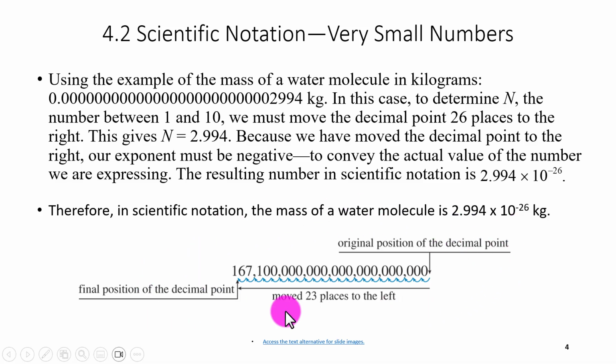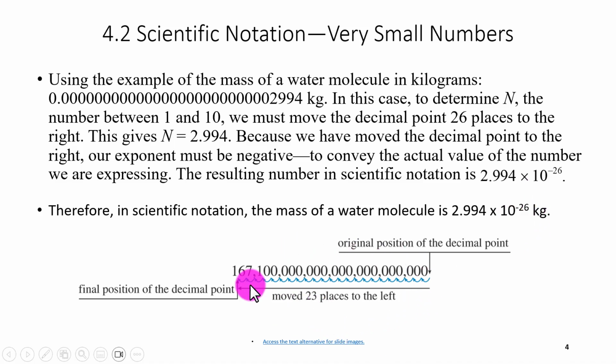Here's a very, very large number. The decimal point is at the end of all of those zeros. If I move the decimal point to the right, I'm making this number even larger, and I want to make it between 1 and 10. Therefore, I have to move the decimal point to the left. If I move the decimal point to the left 23 places, remember that the power of 10 is going to be positive.